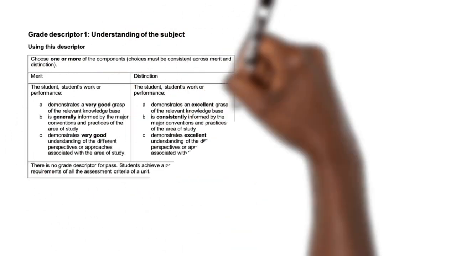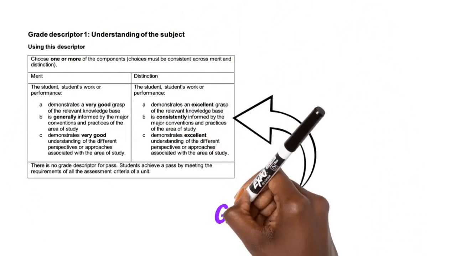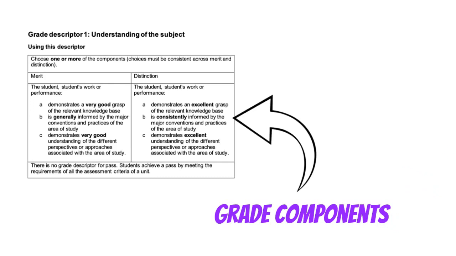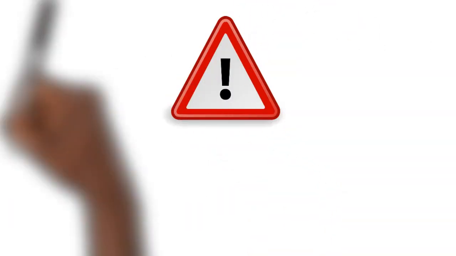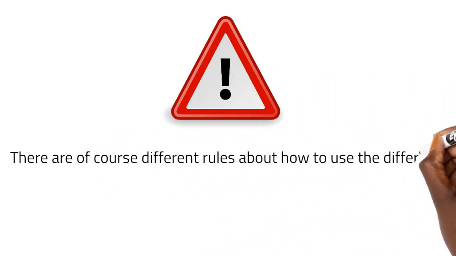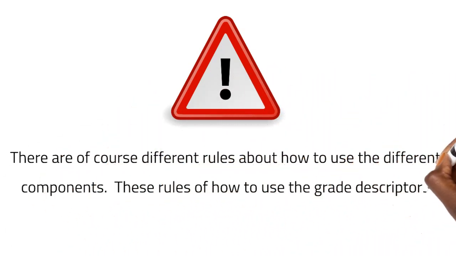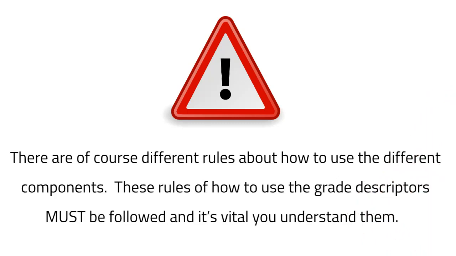Each grade descriptor contains several grading components, reflecting the different types of performance which are important for different subjects across the suite of Access to Higher Education diplomas. It's important to remember, though, that not all grading components may be appropriate for your curriculum area. There are, of course, different rules about how to use different components. These rules of how to use the grade descriptors must be followed, and it's vital you understand them. Let's take a quick look.